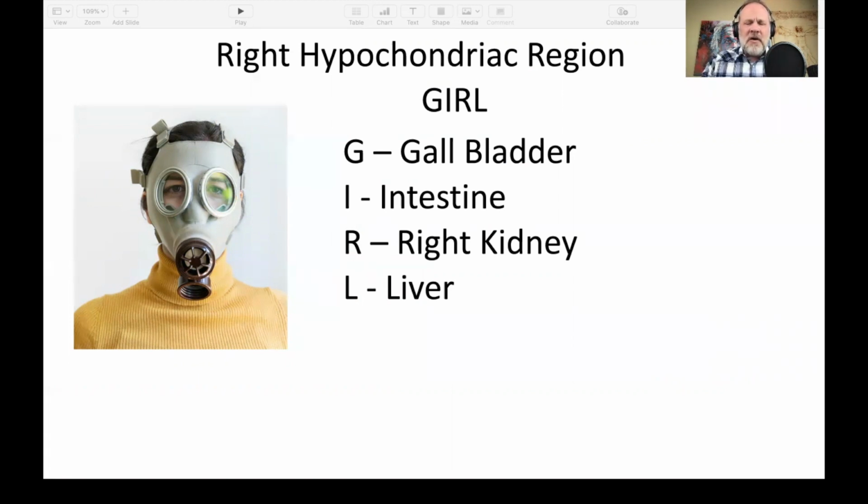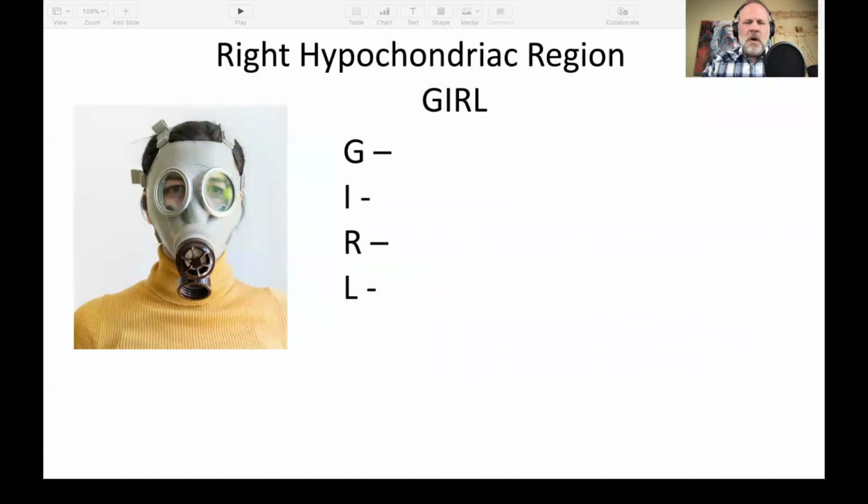Before we get to that, though, let's see if we can fill in the blanks. What was G? Gallbladder. I? Intestine. R? Right kidney. L? You got it. Liver.